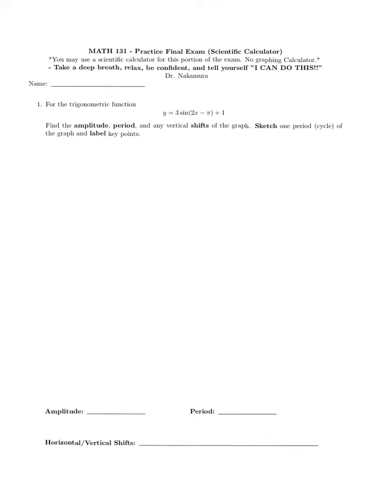Okay, number one. For the trig function y equals 3 sine of 2x minus pi plus 1, find the amplitude, period, and any vertical shifts of the graph. Sketch one cycle of the graph and label key points.